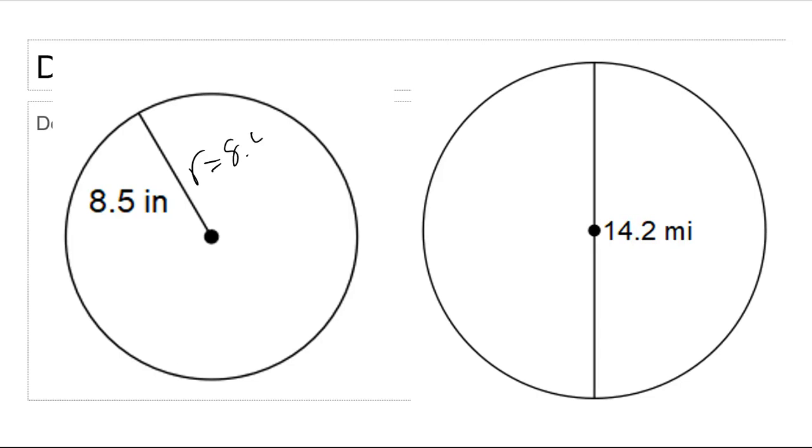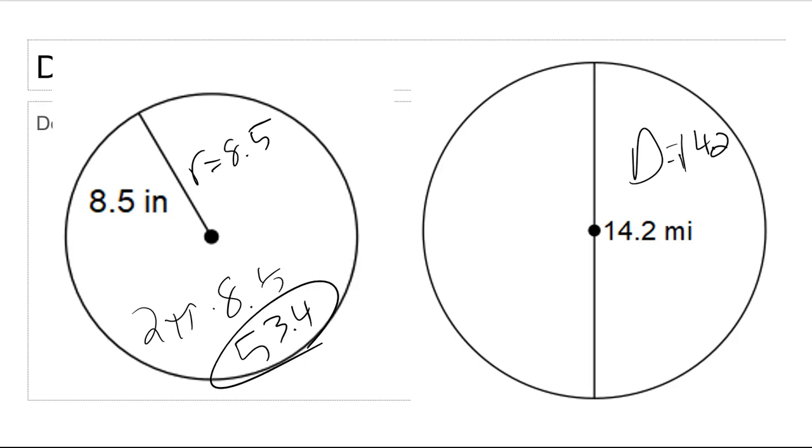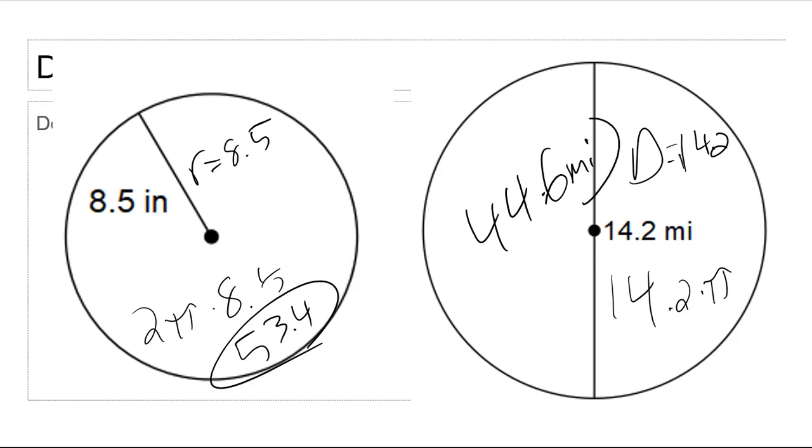Alright, so always important what you know. This one is the radius is 8.5. This one on the right is the diameter equals 14.2. So here we're going to take 2 times pi times 8.5. We're going to get 53.4. Over here we're going to take 14.2 times pi. You get 44.6 miles. This is inches. And there we go.